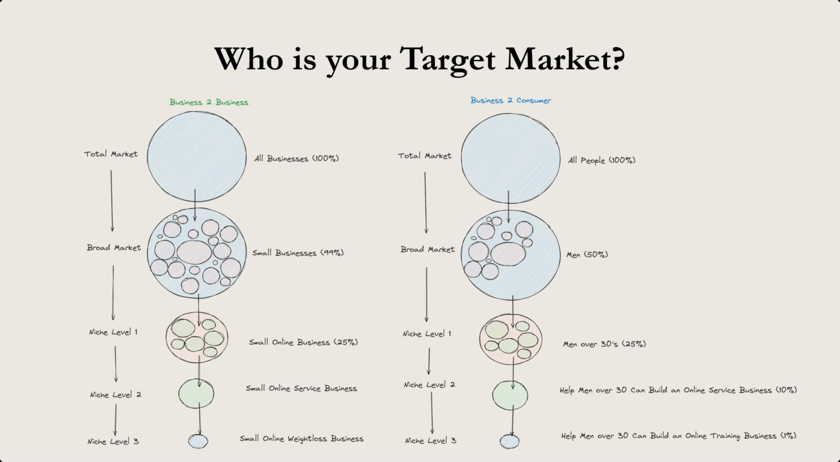So, this model shows you how you can drill down to find your target market. This is all about demographics and psychographics. Where do your customers live? How old are they? Are they married or single? What interests do they have? You always start as broad as possible with the total market. You then drill down deeper a level at a time. Ideally, you go three, four, even five levels deep.